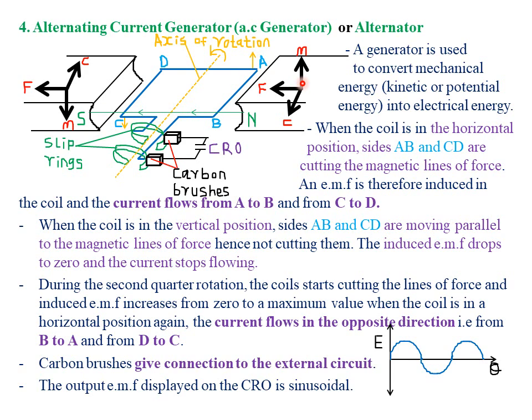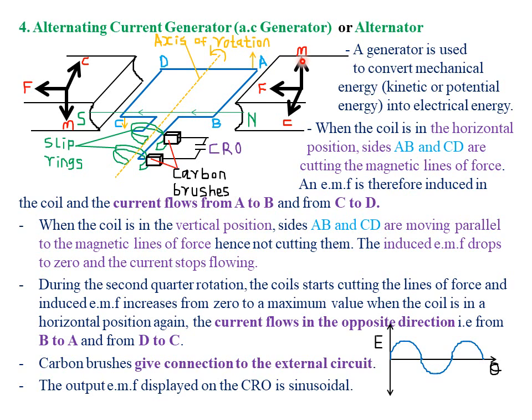So I want you to place your right-hand fingers such that the thumb is perpendicular to the first finger and also the second finger. Then let the thumb point upward, that is in the direction of the motion of this coil, because if this is the axis of rotation, you can see the rotation is in this direction. So when we rotate it, the side AB will be moving upward. The rotation is in the anti-clockwise direction. So when the coil side AB is moving upward, the motion is upward.